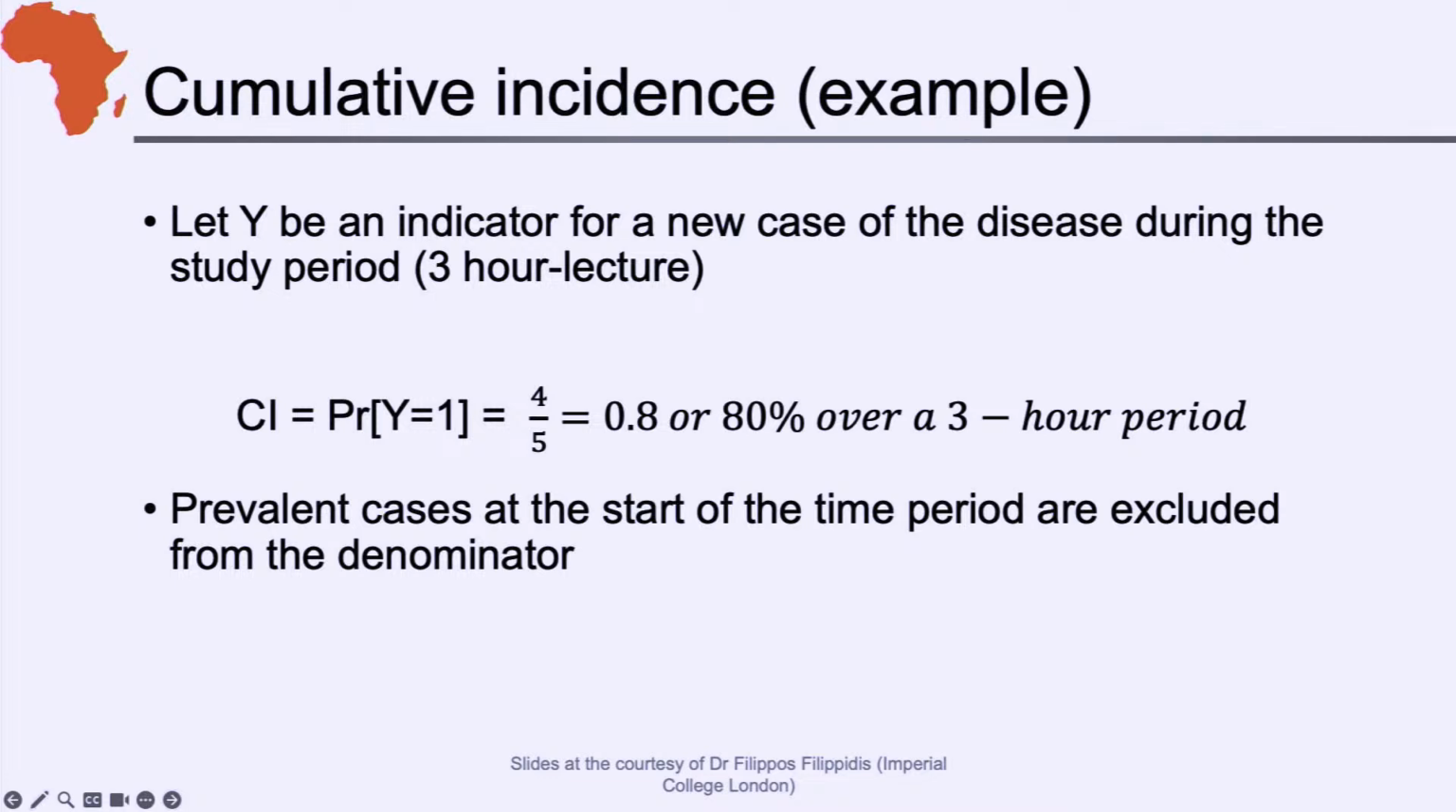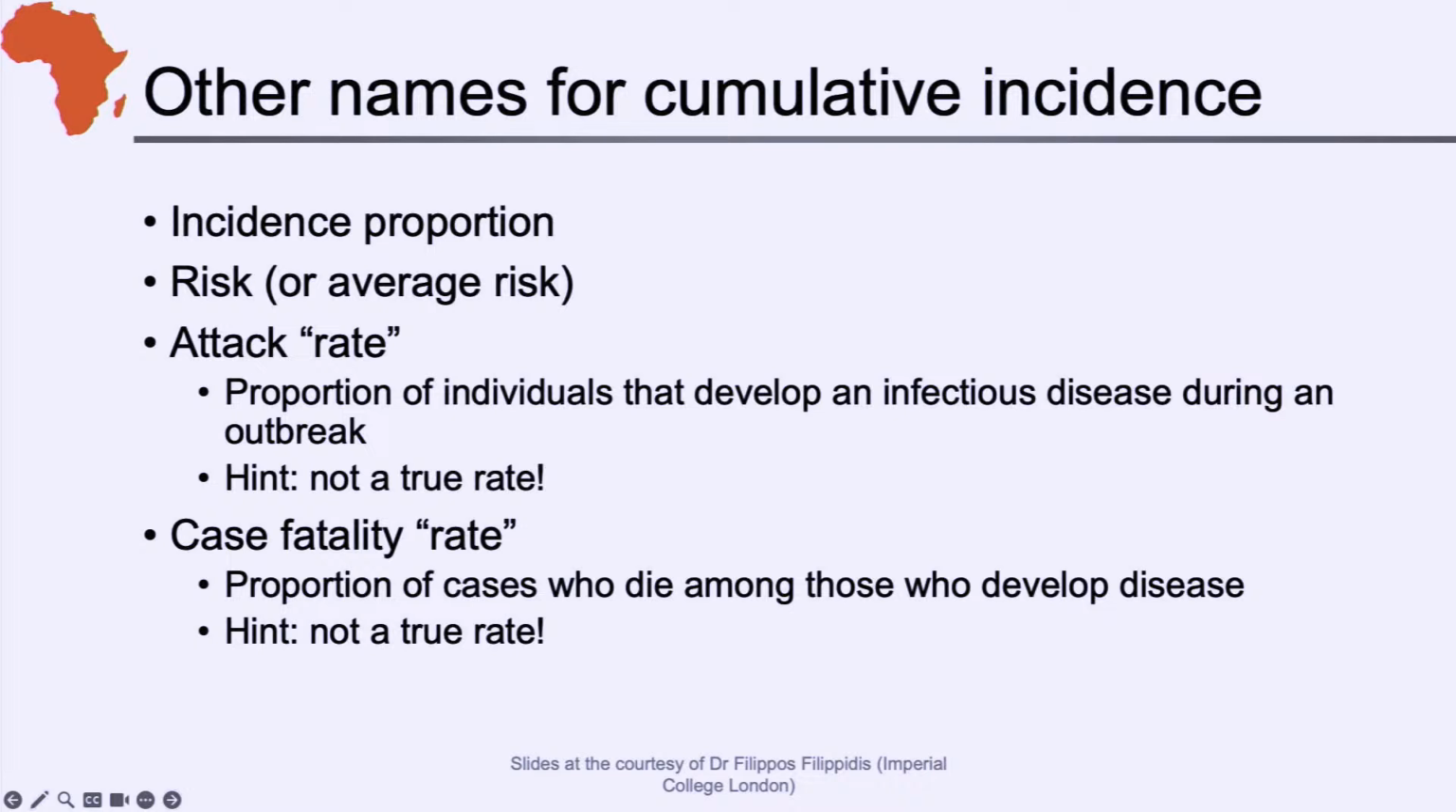Okay? Cool. There are a lot of other names for cumulative incidence. Incidence proportion, risk or average risk, attack rate, so that's the proportion of individuals that develops an infectious disease during an outbreak. I mentioned earlier a rate is always a time relative measure. An attack rate is not a true rate. It's very confusing. Similarly, the case fatality rate is the proportion of cases who die among those who develop a disease. It's a very common metric in infectious disease epidemiology, for example. Again, it's not a true rate.